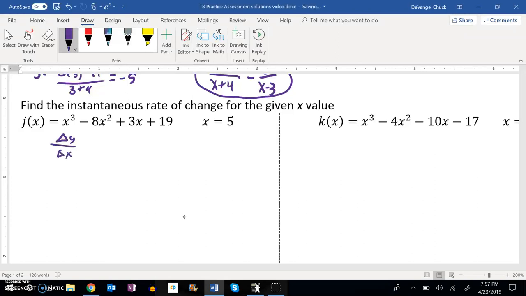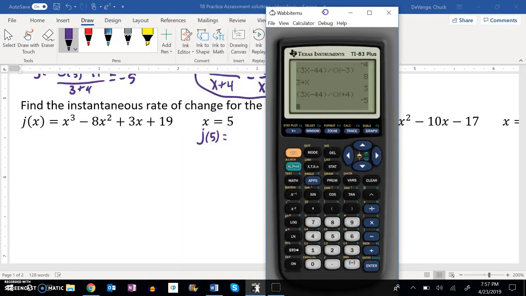So first off, I'm going to think about, this is my x value, what would my associated y value be? So if I were to plug 5 into j, what would it spit out? And I'm going to do this on my calculator. What I like to do on my calculator is go let x equals 5. So 5 gets stored in x. So now x is equal to 5. And then I'm just going to type in j.